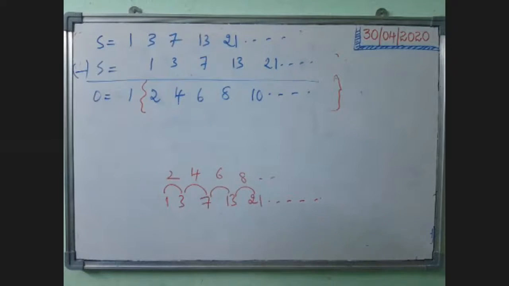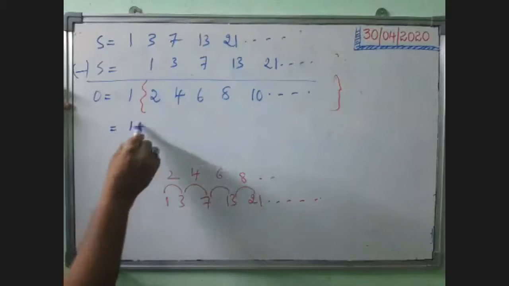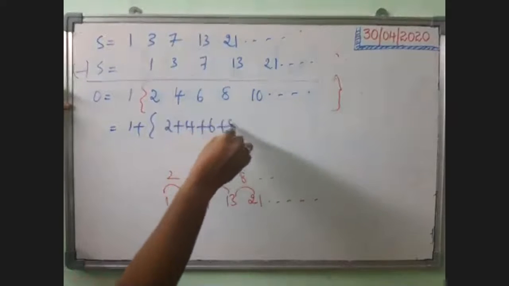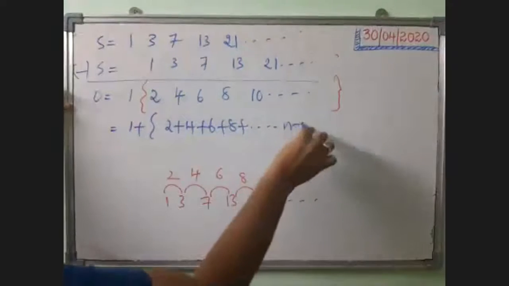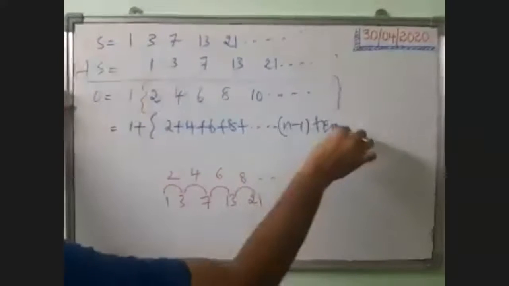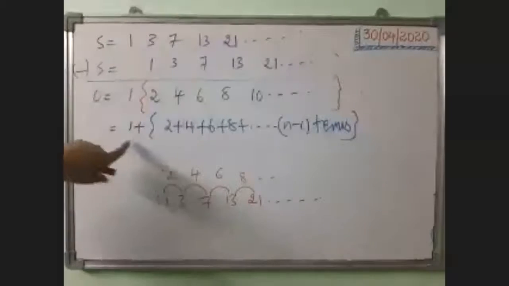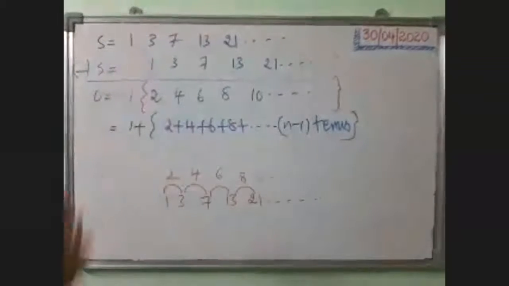What you have to do is add these. So 1 plus 2 plus 4 plus 6 plus 8, and so on. See, one term is gone. Up to how many terms will be left out? N minus 1 terms will be left out, because one term is coming outside. It is not involved in the arithmetic progression. These are the terms of AP.